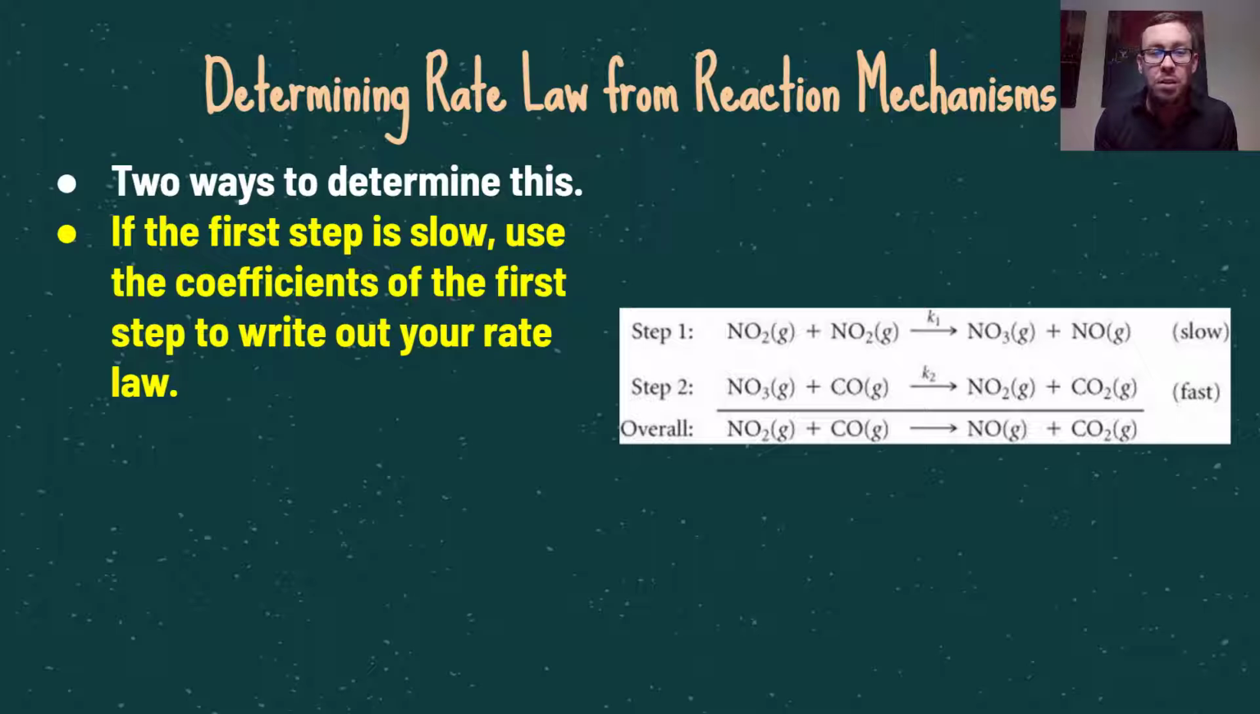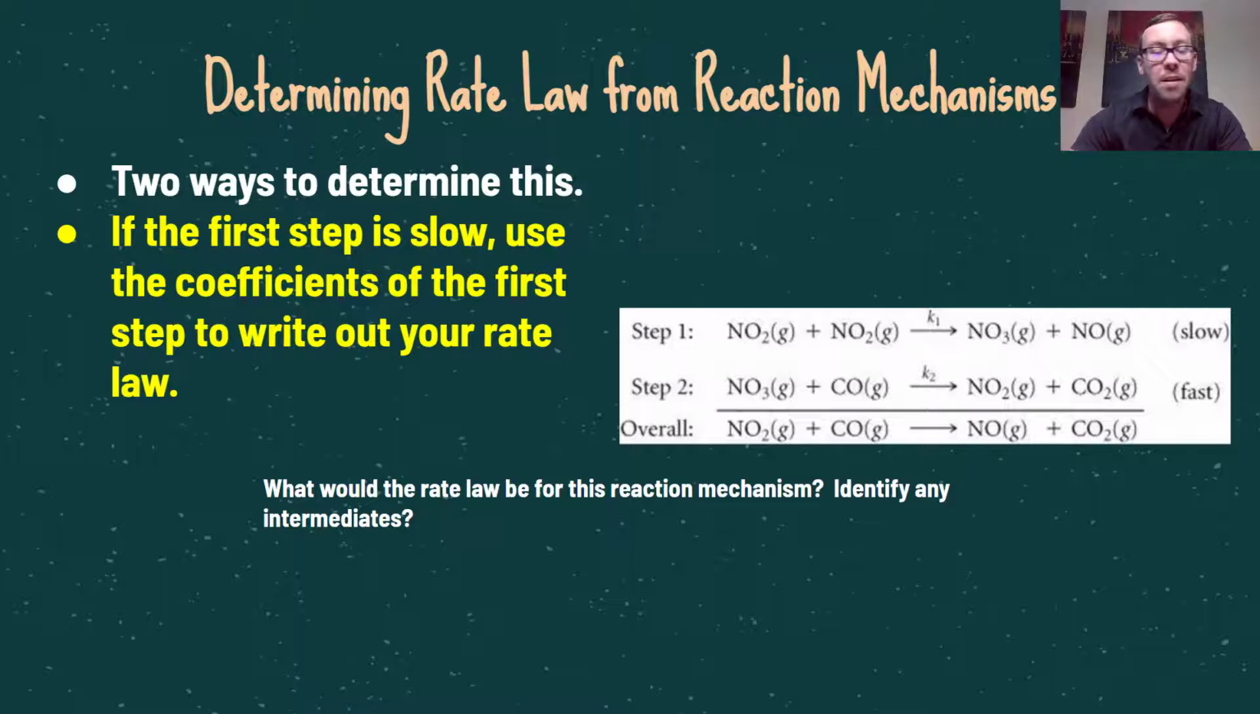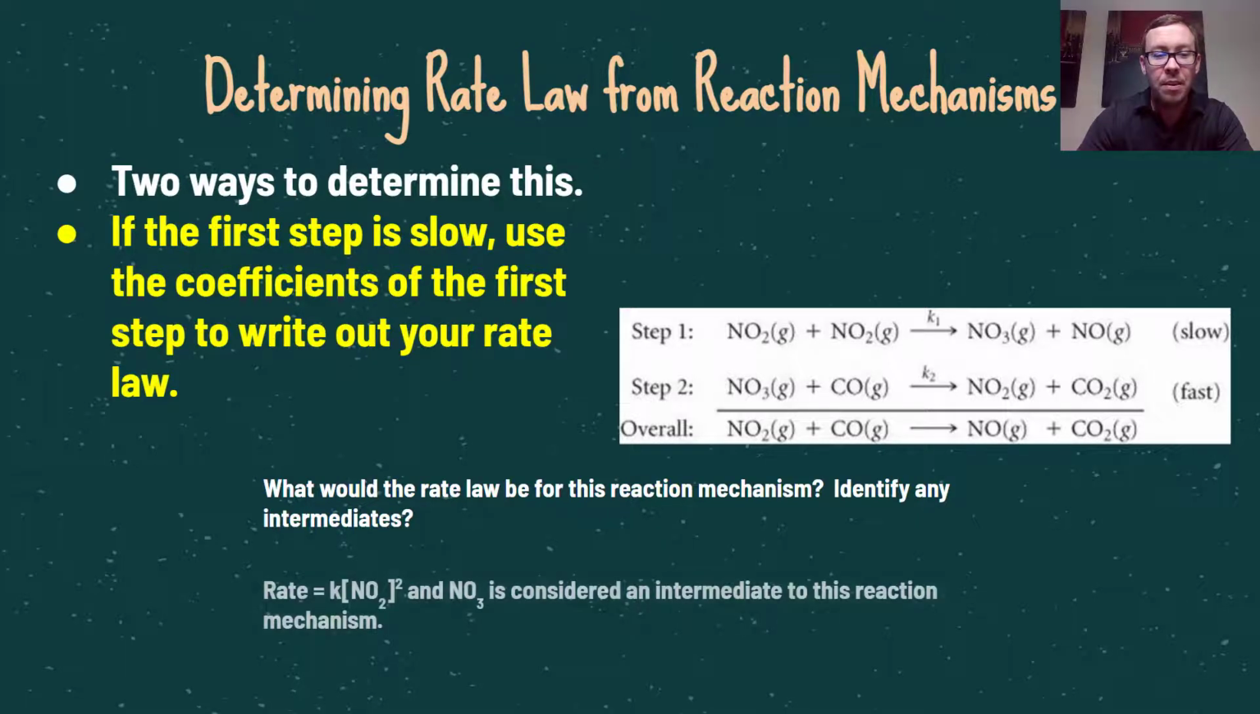If our first step is slow, we use the coefficients and reactants of our first step, and we write that out as our rate law. So in this example, what would the rate law be for this reaction mechanism? Identify any intermediates. The very first thing I'm going to do is look for my slow step, which is the first step. I notice that it's NO2 plus NO2, so my rate law reads: rate equals k times the concentration of NO2 squared, because there are two of them. Furthermore, we would consider NO3 an intermediate because it is produced in the first elementary step and then used up again in the subsequent step.